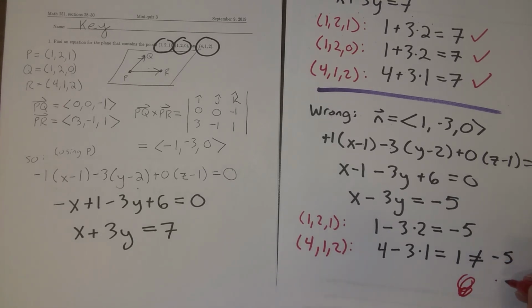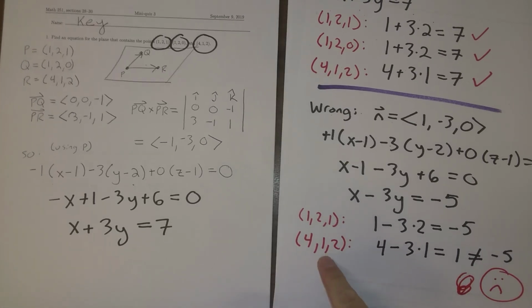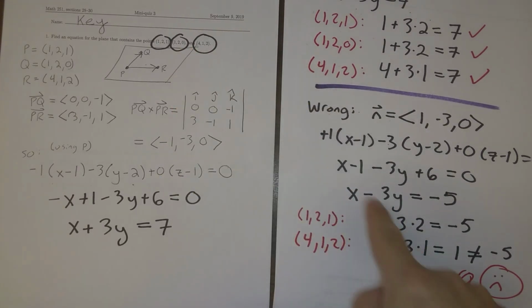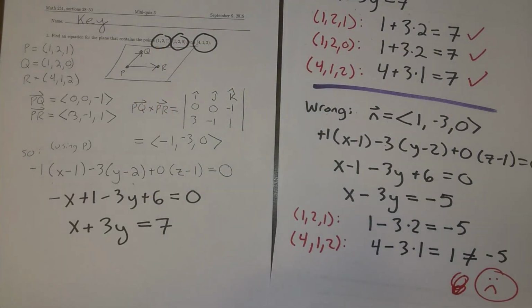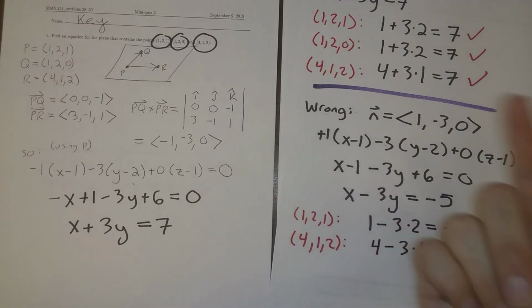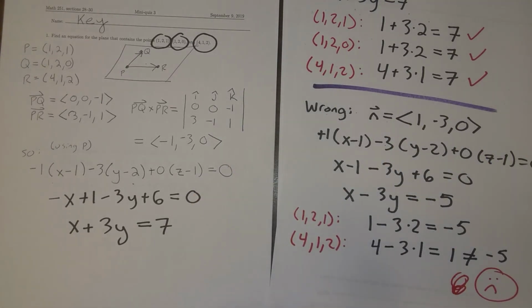Oops, I almost drew a smiley face. I want to draw a frowning face to say, hey, this point does not lie on this plane, so this cannot be the equation of a plane that contains those 3 points. So if you made some mistake while calculating the cross product here, this is how you could tell that something's gone wrong. So it's always good to be able to know how to check your work to go back and fix things.